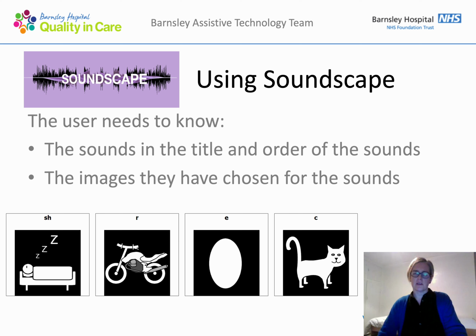You may have noticed that this slide is similar to the slide that I showed of her using text-to-speech, but in that slide they needed the graphemes for the title and the order of the graphemes, and they needed to know the phoneme grapheme map. In this one they don't need to know that, they just need to know what image they have selected for the phoneme.